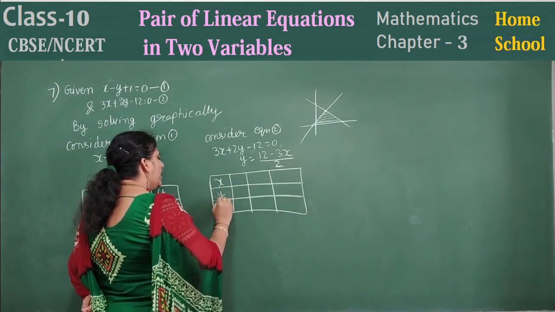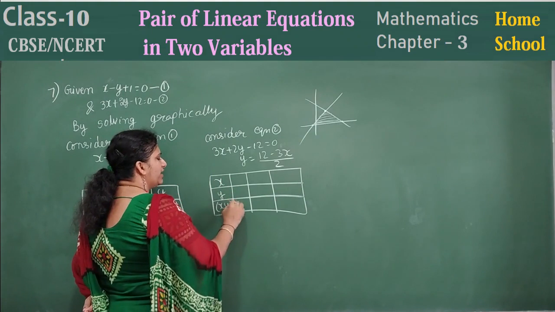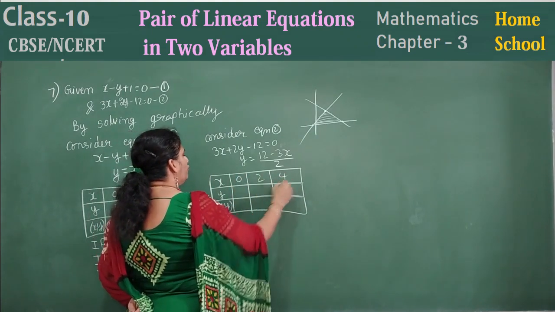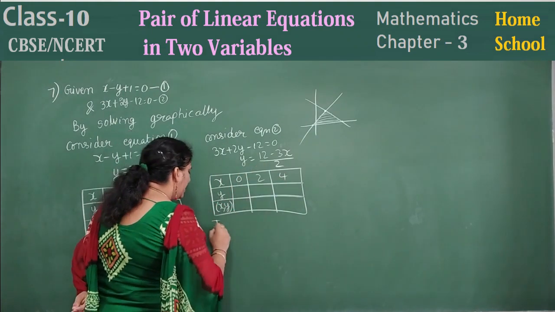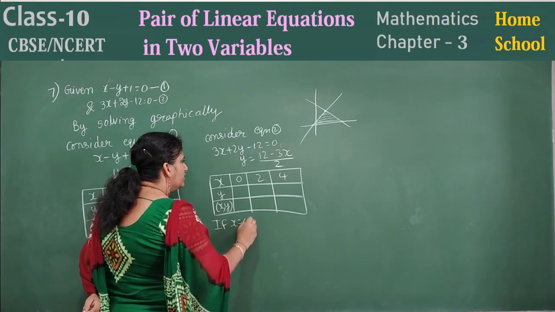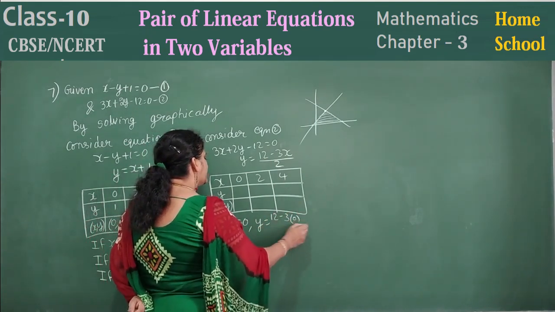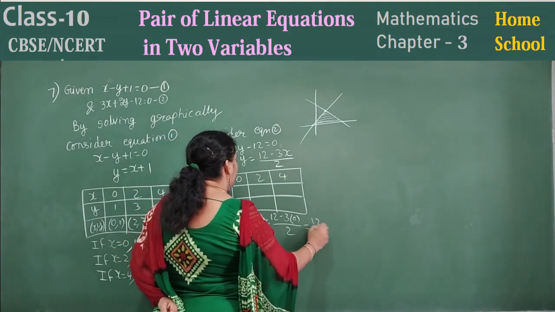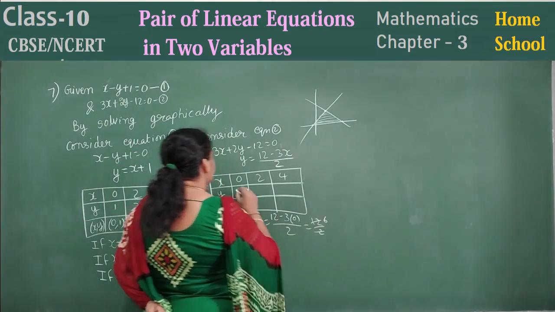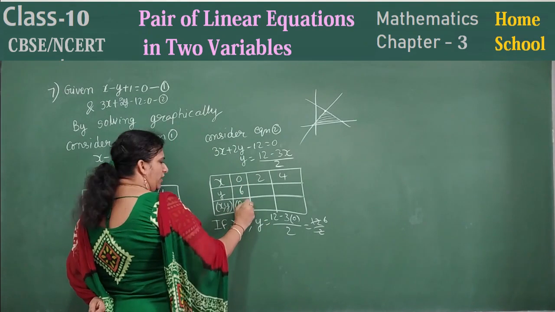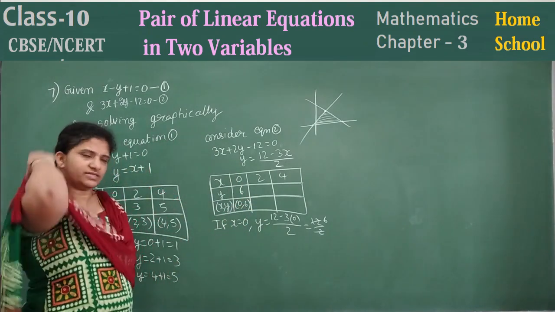x, y, x comma y: 0 to 4. Now if x is equal to 0, y is equal to 12 minus 3 into 0 by 2, that is 12 by 2, that will be 6. Your coordinate is 0 comma 6.